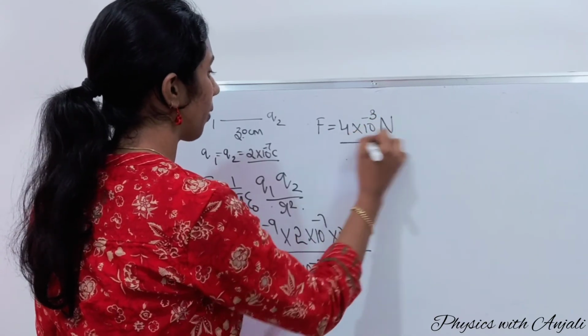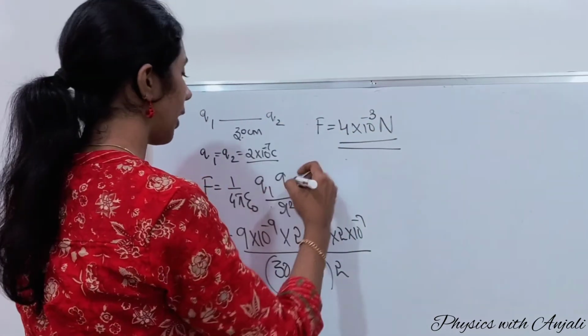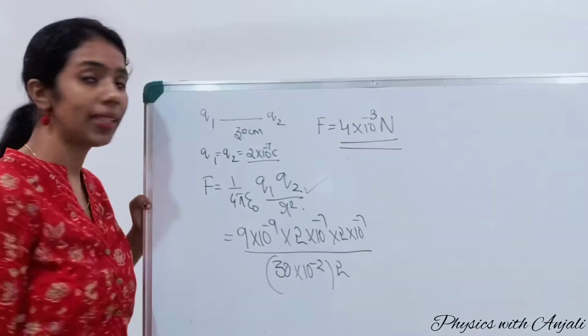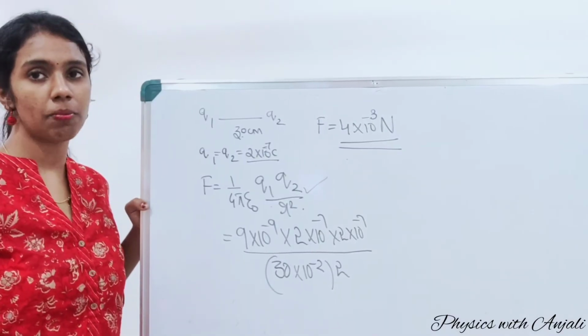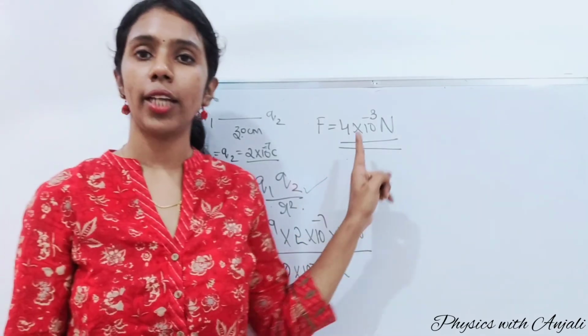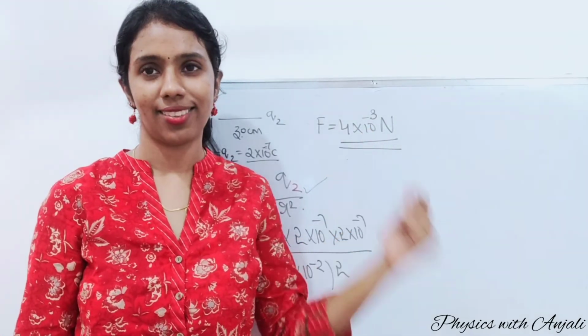Force in Newton. So directly substituting the values into the equation, that is Coulomb's law, we will be getting the answer for force experienced by Q1 and Q2. It is 4 into 10 raised to minus 3 Newton.